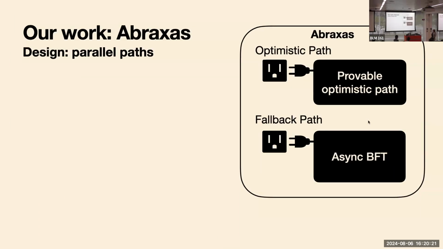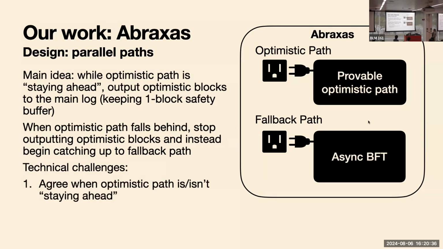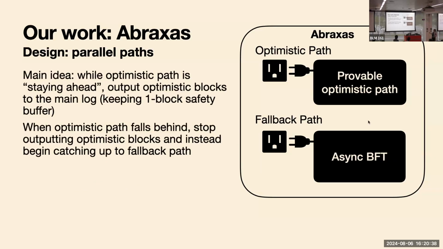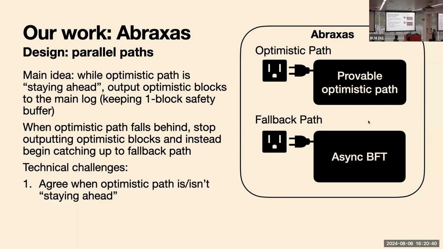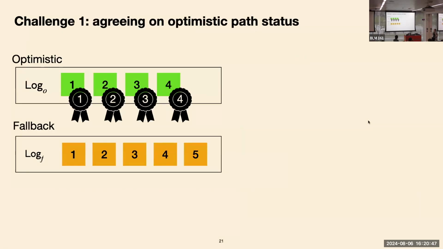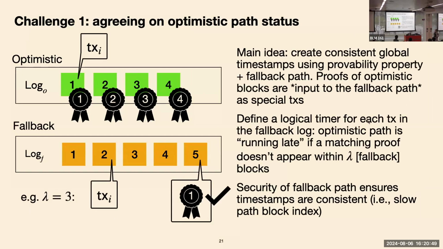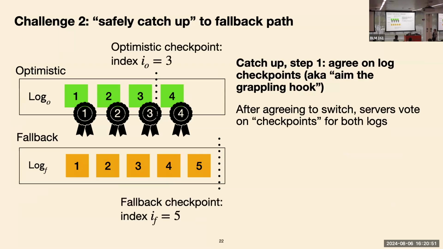I think the main idea is things are in parallel rather than in sequence. And honestly, I think the motivation of this paper was the part that we struggled the most with and the part that I think is most interesting. Once I get through that, it's like, oh yeah, put them in parallel. There are some technical details that you have to take care of. Notably, you have to agree when the optimistic path is or isn't the right place to be, and you have to safely grappling hook over. I'll skip through some of those technical details. I'd be happy to answer questions about it afterwards.